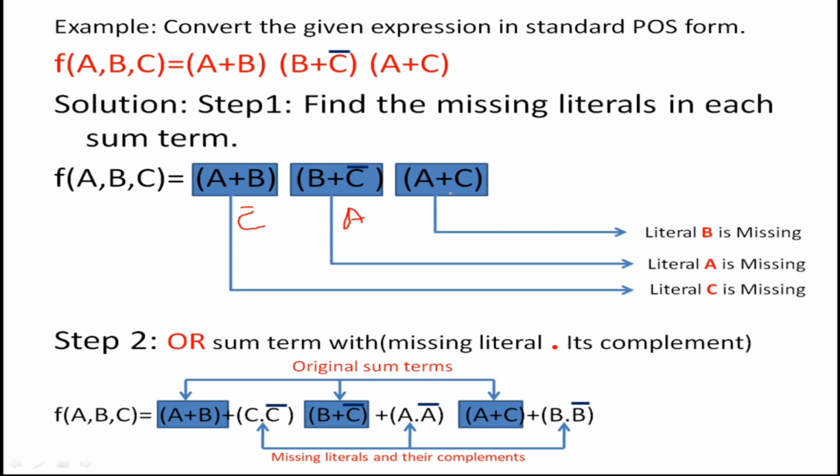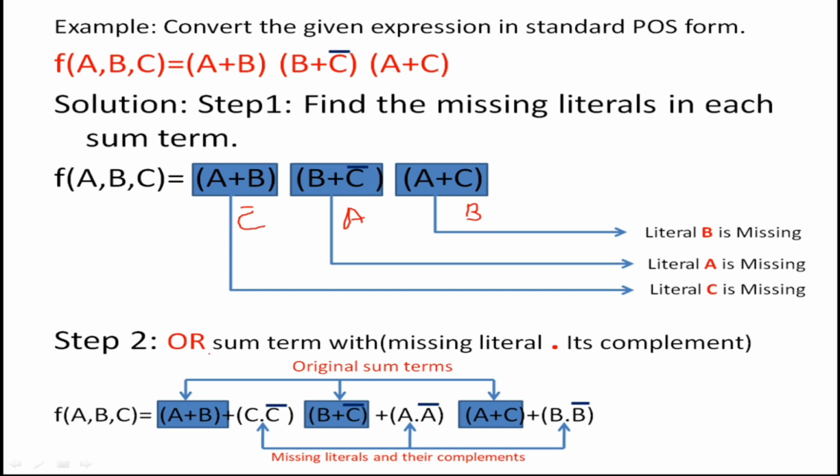And in the third sum term, that is A plus C, what is missing is B. So we have these three literals missing in each of the sum terms: in A plus B, C is missing; in B plus C bar, A is missing; and in A plus C, B is missing. So the first step is finding out the missing literals in each sum term.